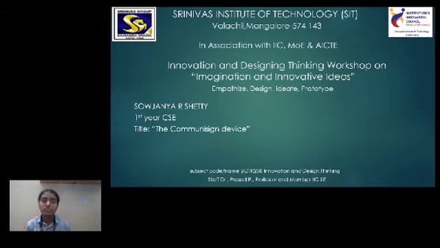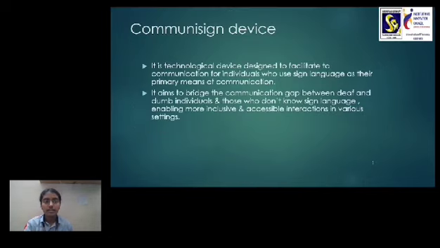So I'm here to present a new idea of the company sign device. The company sign device is a technological device designed to facilitate communication for individuals who use sign language as their primary means of communication. It aims to bridge the communication gap between deaf and dumb individuals and those who don't know sign language, enabling more inclusive and accessible interaction in various settings.